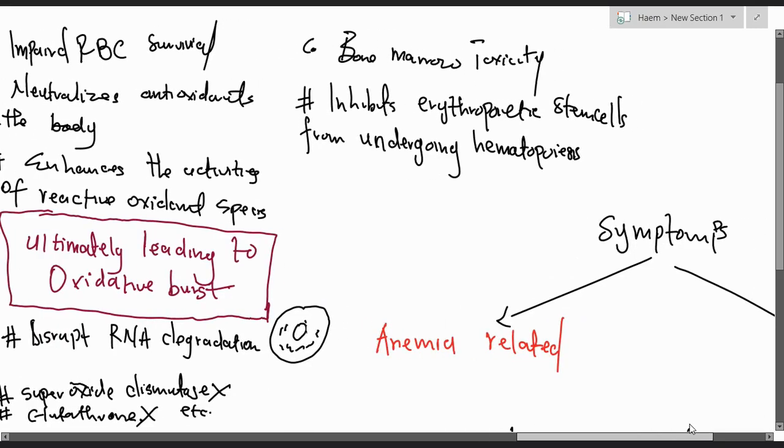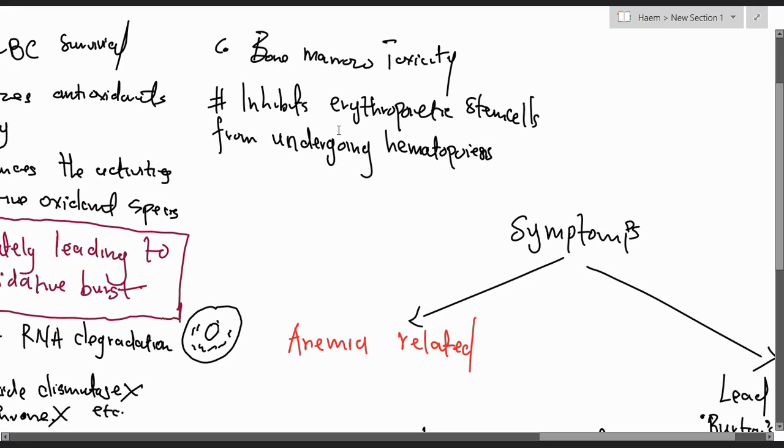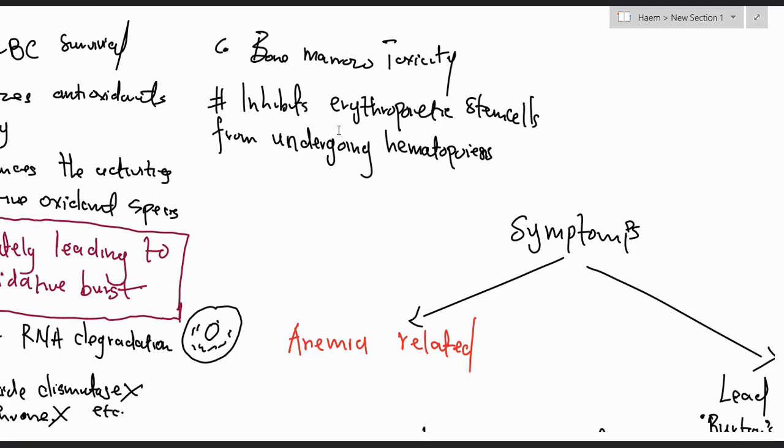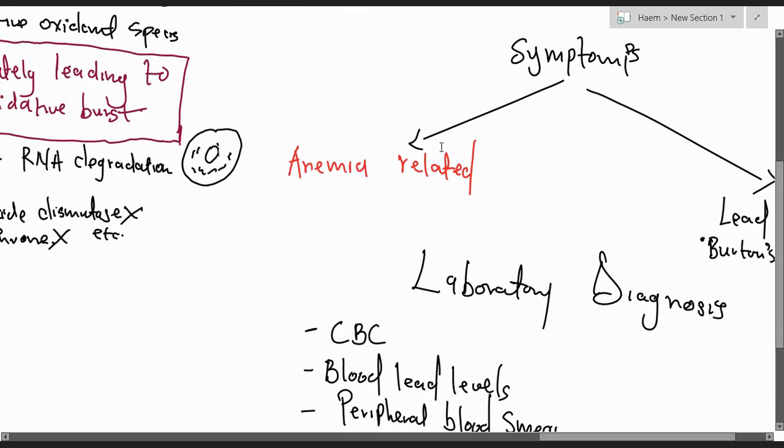And now we have bone marrow toxicity. So this basically inhibits bone marrow function. They inhibit erythropoietic stem cells from undergoing hematopoiesis or erythropoiesis. So lead also directly affects the bone marrow, and inhibits hematopoiesis. Now let's look at the symptoms.